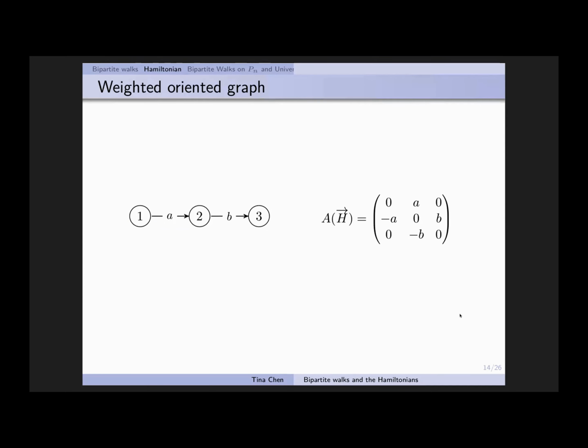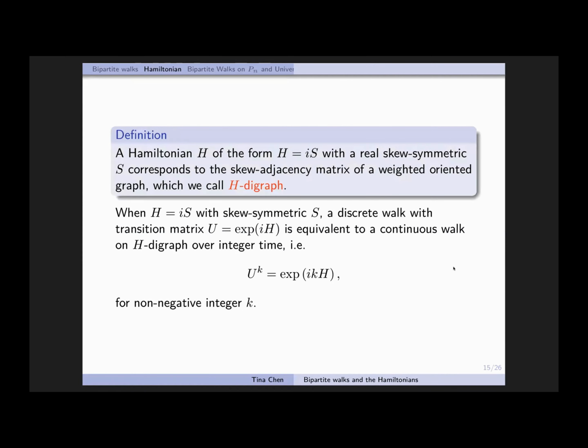For a weighted oriented graph, the skew adjacency matrix puts the weight of the arc instead of 1 into each corresponding entry. Here is the skew adjacency matrix of a weighted P3. And we can see that if a Hamiltonian is of the form iS, where S is real skew symmetric, then it corresponds to the skew adjacency matrix of a weighted oriented graph. We call this weighted oriented graph the H digraph.